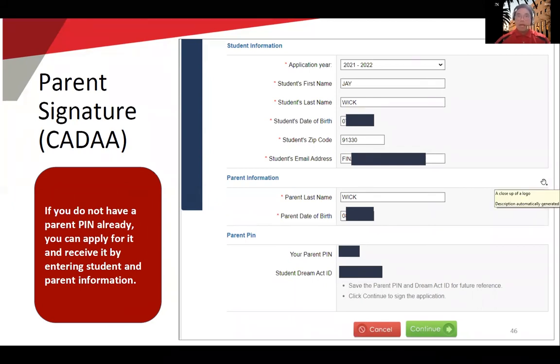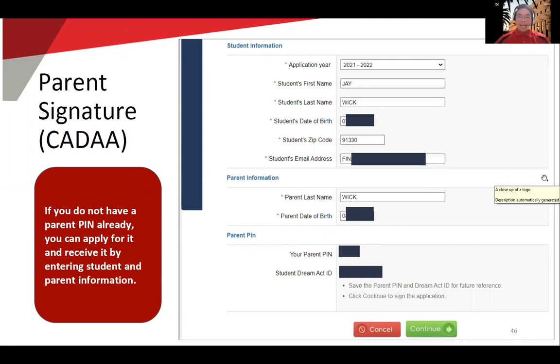It's important that the application year is correct, the student's name is correct, the date of birth, zip code, as well as the student's email. It is important that you save your parent PIN and DREAM Act ID for future reference, as you may need this information in the future or during your renewal for the CADAA application.